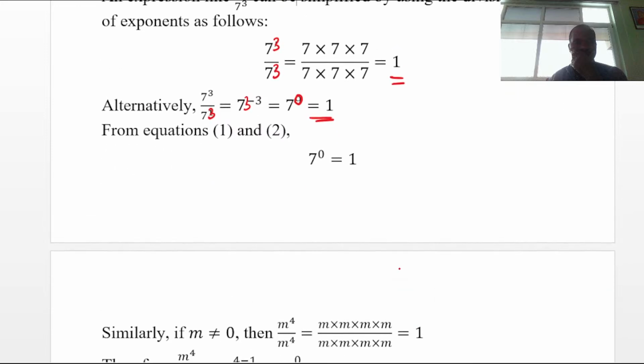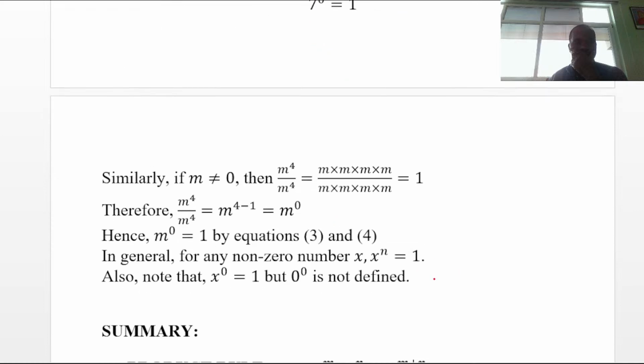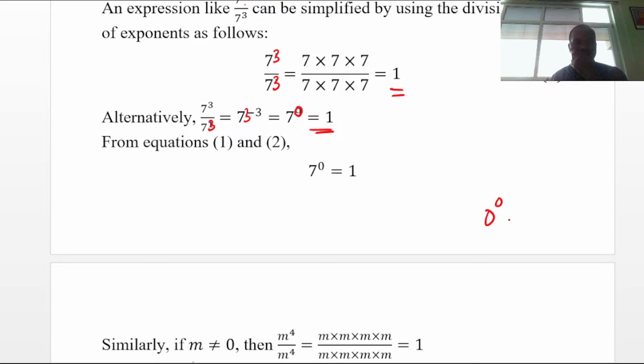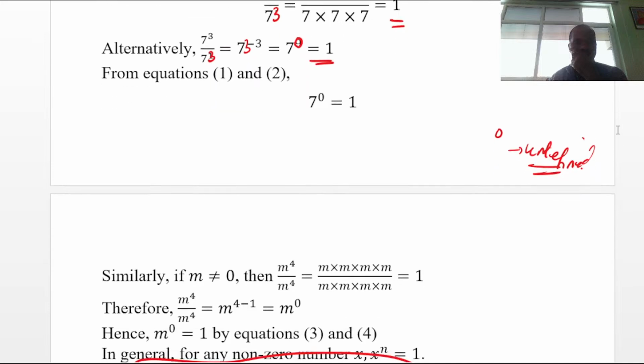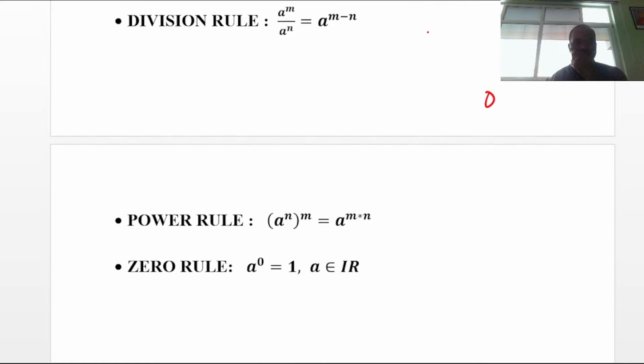So we are going to generalize. If you have any number x raised to power 0, eventually you are going to get 1. But x is not equal to 0. Make sure that you don't have 0 power 0. 0 power 0 is undefined.